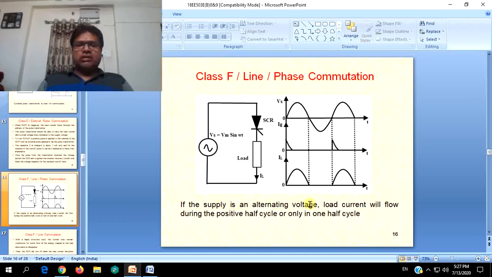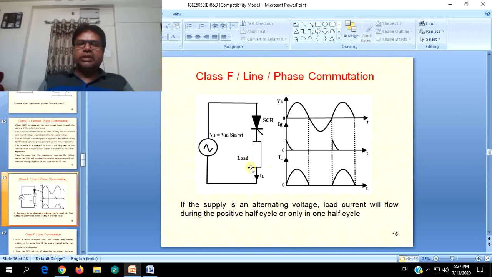If the supply is an alternating voltage, load current will flow during the positive half cycle, or only in one half cycle. This is the simplest case, the simple rectifier circuit, which we already know, where an SCR is connected in series with the load. Once you switch on the supply, when forward breakover voltage is reached, or some gate pulse is given to turn on the SCR at lesser breakover voltages, the SCR conducts and load current flows. Load current will take a path similar to the source voltage.